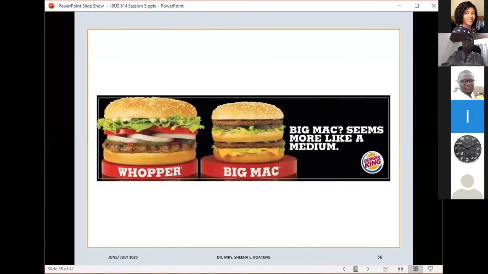Where is the jab coming in? This one, they didn't mention any names, but the thing is so clear. Big Mac. Yes. Big Mac is McDonald's. But they didn't mention McDonald's name. They're just saying Big Mac seems more like a medium. It means they're trying to say it's not that big. They are very cheeky, these people.